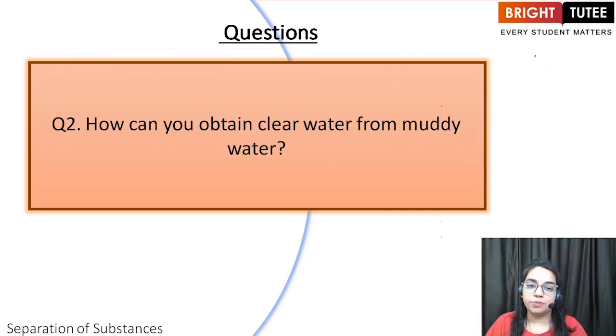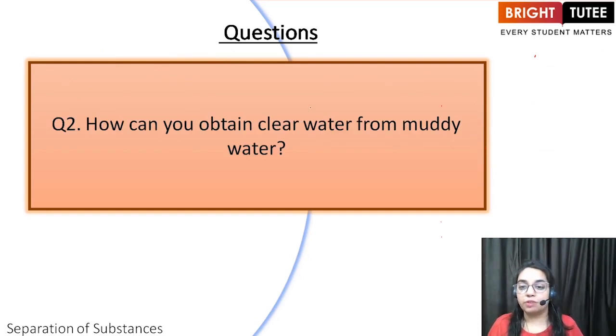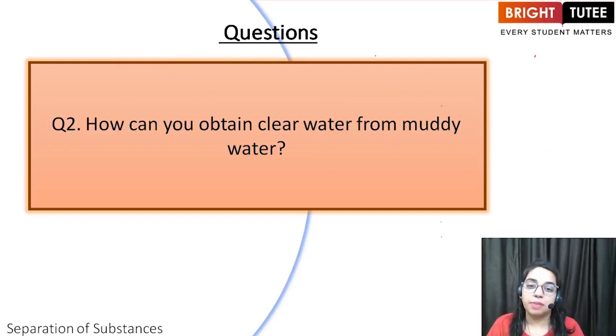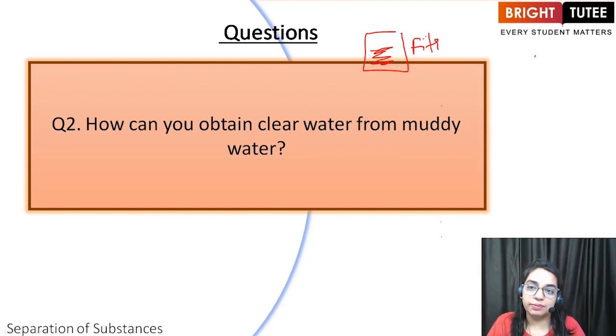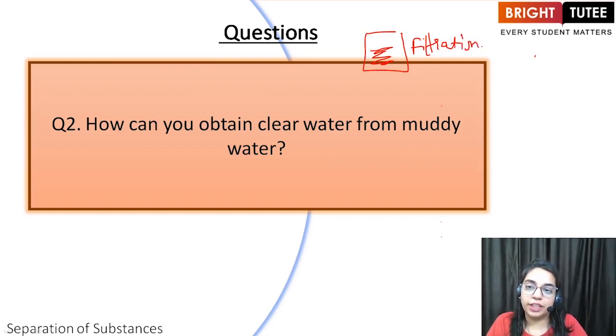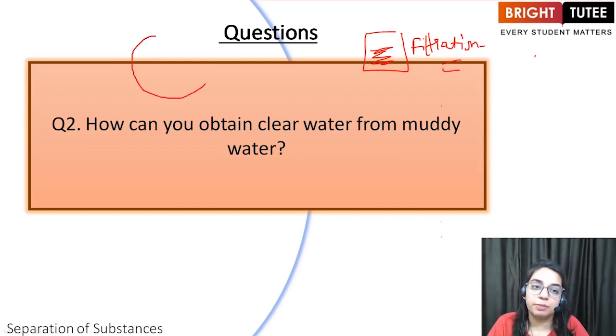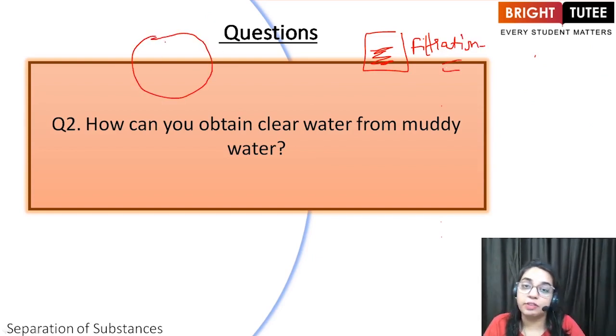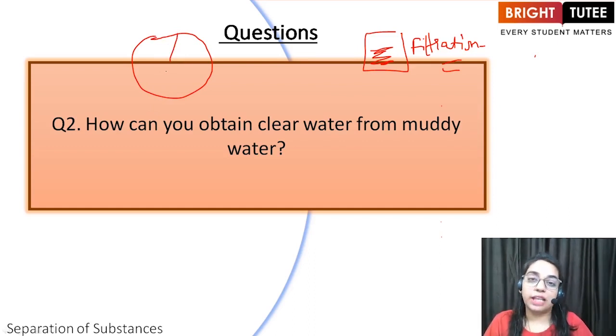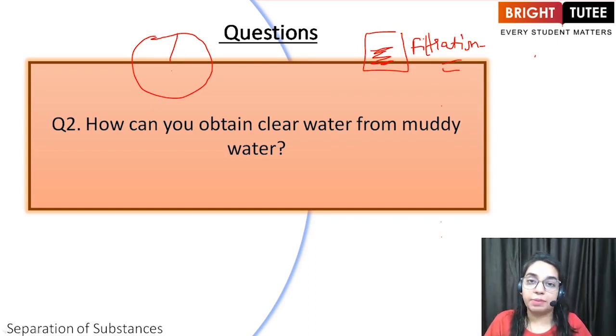Okay, so let's move to the next question. How can you obtain clear water from muddy water? So children, you have some muddy water. How can you obtain clear water? By the method of filtration. How can we do this? We can use a filter paper which is quite porous, but it will allow only water to pass through it. It will not allow the mud to pass through it, and mud will be collected over this filter paper, whereas the clean water can be collected in some other beaker or a conical flask.